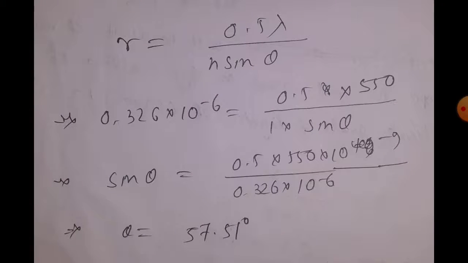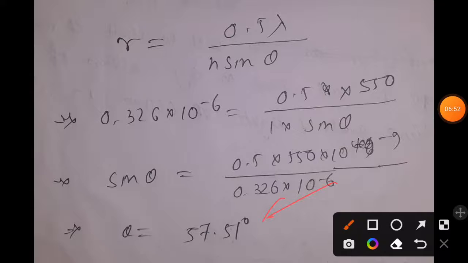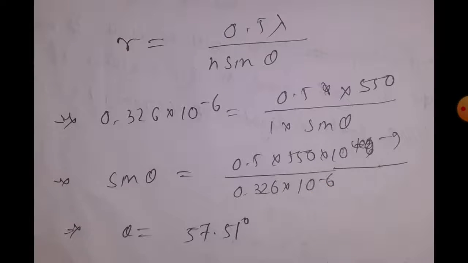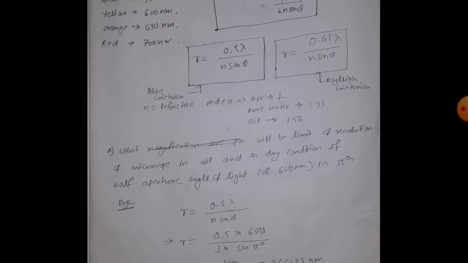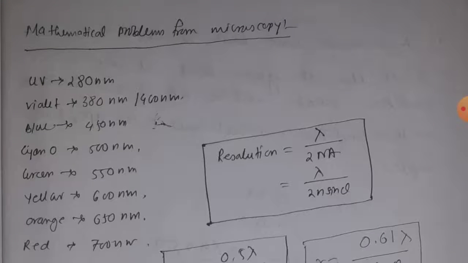So I have also done this here. Okay, and I have got the answer 57.51 degree. Okay, 57.51 degree. So that is the two kinds of mathematical questions that they can ask from microscope. Now let's talk about the important questions.